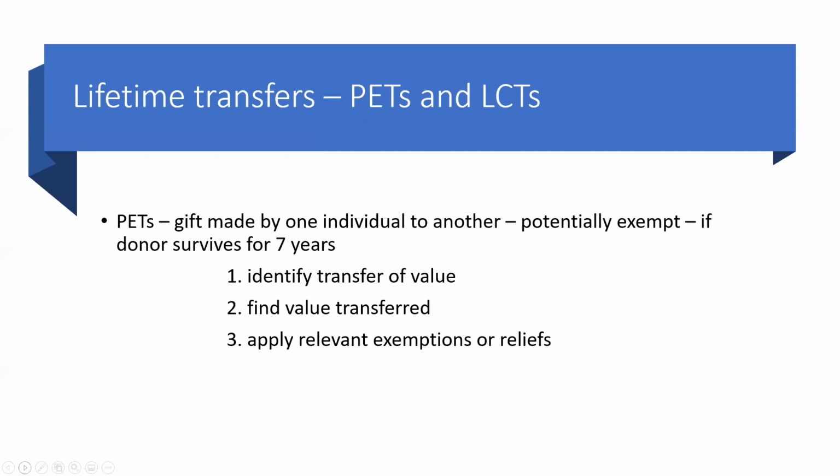And to work out the tax, if it becomes taxable, you do exactly that same 4-step process that I talked about before. So you identify the transfer of value, so the reduction in the estate that's been made by that gift, and the value transferred. So again, usually the market rate, how much your estate has gone down by making that gift, and then you apply any relevant exemptions or reliefs.